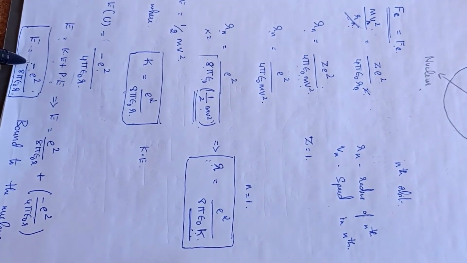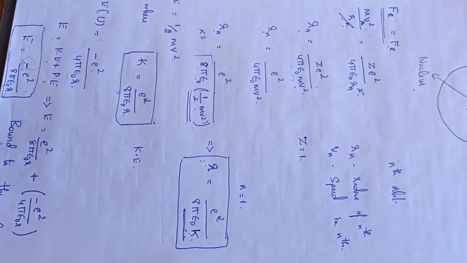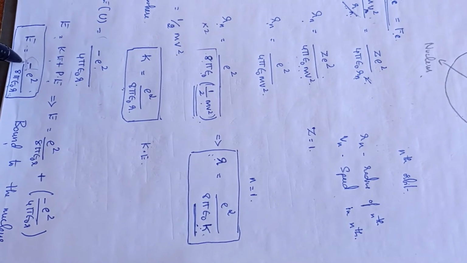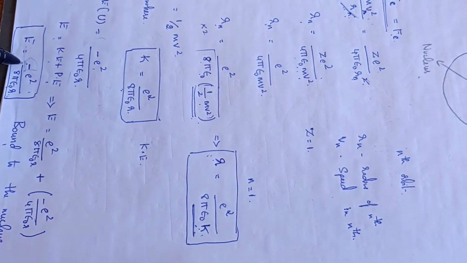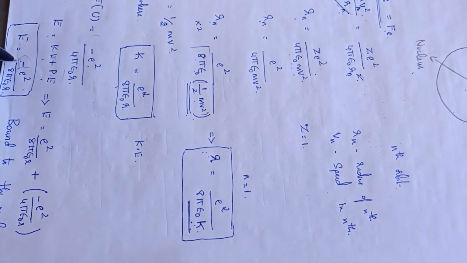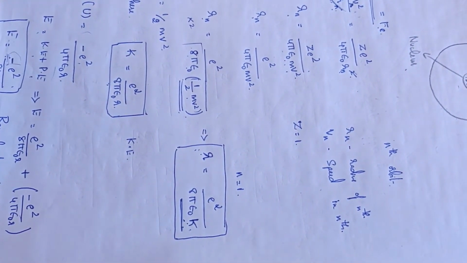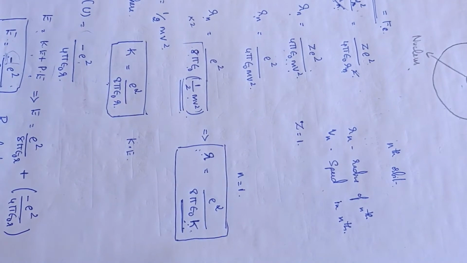This negative sign indicates that these electrons are bound to the nucleus. If this is positive, what happens? The electron will not follow a closed orbit around the nucleus. So students, we have discussed atomic spectra, and we will once again discuss atomic spectra in our online class. Now let us move on to the Bohr atomic model.